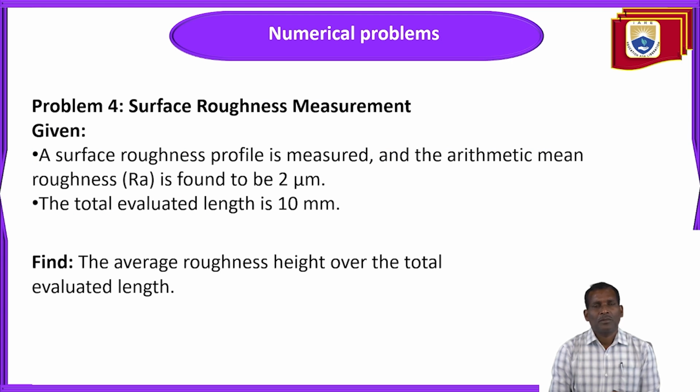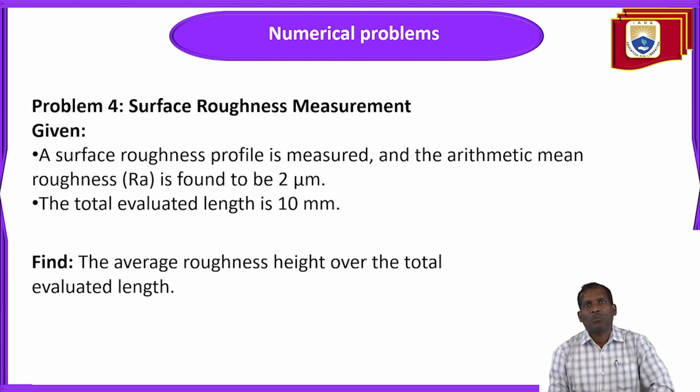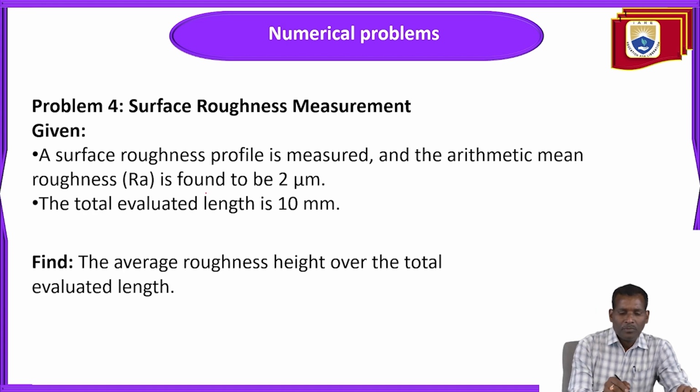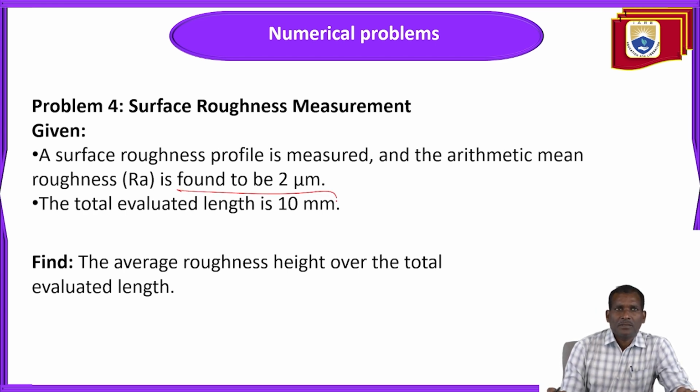So problem number 4 is related to surface roughness measurement. The surface roughness profile is measured and the arithmetic mean roughness is found to be 2 micrometer. The total evaluated length is 10 mm. What is asked? Find the average roughness height over the total evaluated length.